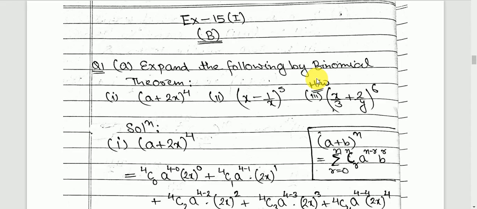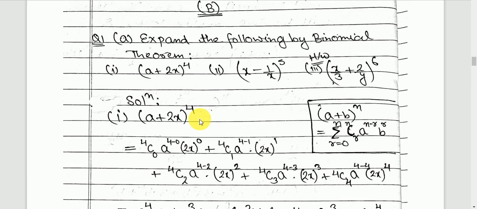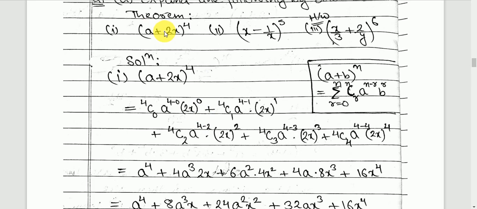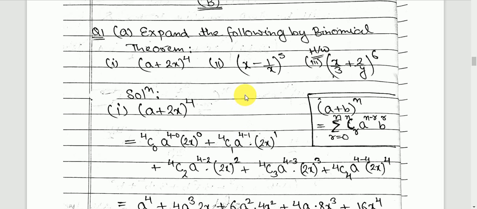Okay, children, so let us see the exercise 15.1, part B. Question number 1. Expand the following by binomial theorem. Okay, so here 3 questions are there, and we have to expand this binomial expression by binomial theorem. So the first one, a plus 2x to the power 4. So we have to use binomial theorem over here.